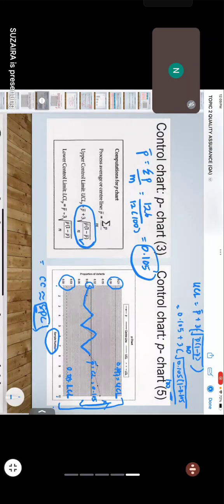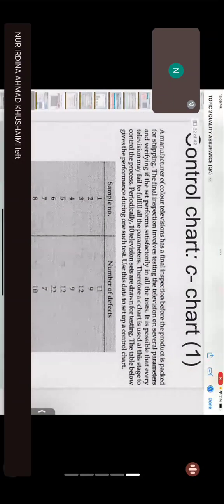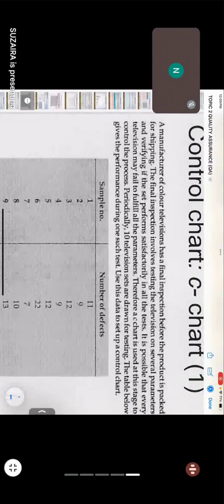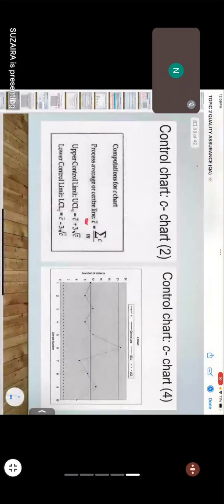Okay. Don't worry. I think I have one example that we can do after this, but I would like to go with the C chart first. The C chart is more direct, because if you look at the equation, it is more direct. Like this one and this one.